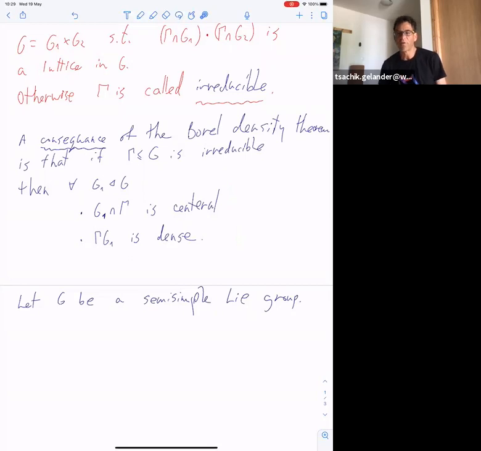So Raghunathan's book is not a good reference for the Borel density theorem because the proof he gives is the original proof, which is way too complicated compared to more recent proofs. But the discussion about applications is very nice. So if you want to read the applications of Borel density, Raghunathan's book is a good reference. But maybe I'll dedicate a lecture for that.